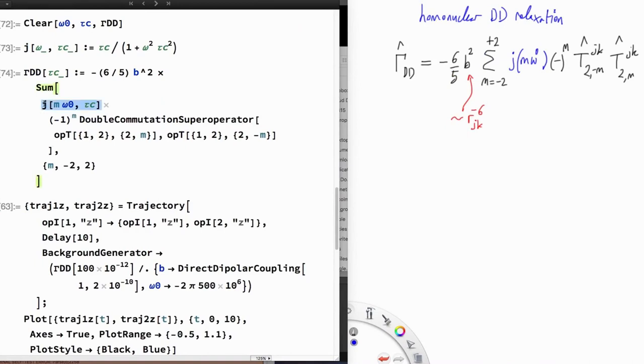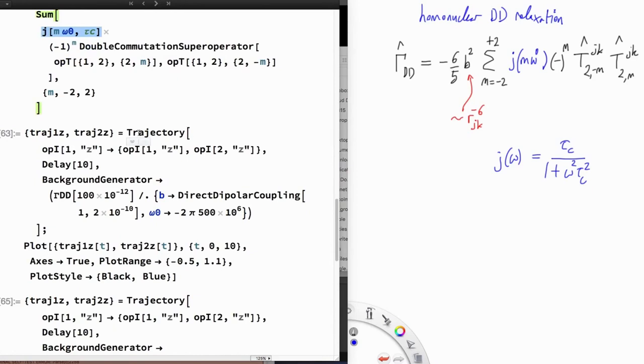This is the spectral density function. So again, the spectral density function for a given correlation time, with the assumption of an exponential correlation function, is just a simple function of frequency. And the spectral density is then sampled at multiples of the Larmor frequency. M is, strictly speaking, minus 2, minus 1, 0, plus 1, and plus 2 for the 5 terms in the sum.